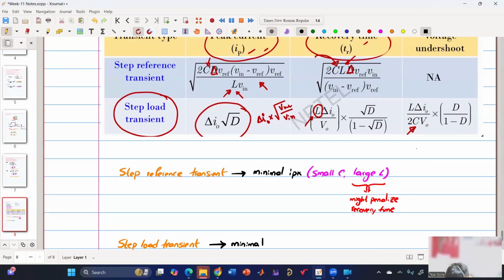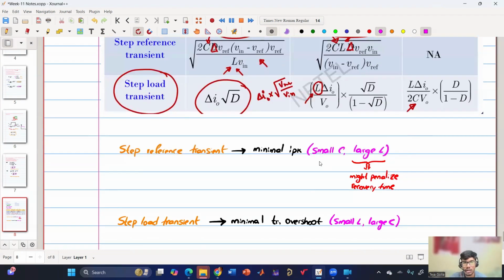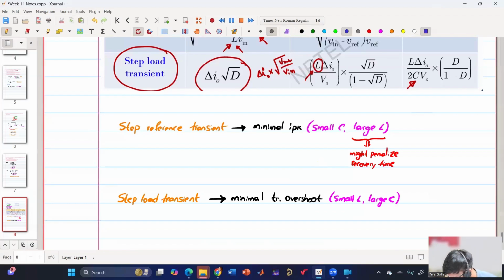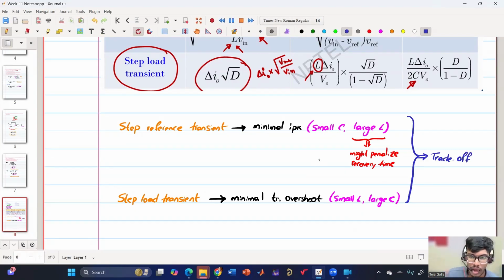So if we are targeting minimal recovery time as well as minimal undershoot, we are getting small inductance as well as large capacitance. Now, if you see these two things, they're quite the opposite, right? Exactly opposite. So I cannot have small inductance and large capacitance because then I'll suffer for the reference transient. If I have small capacitance and large inductance, then I'll suffer for the load transient.